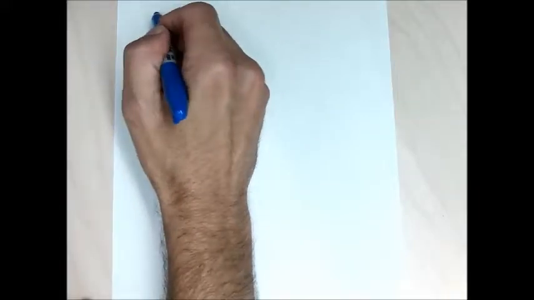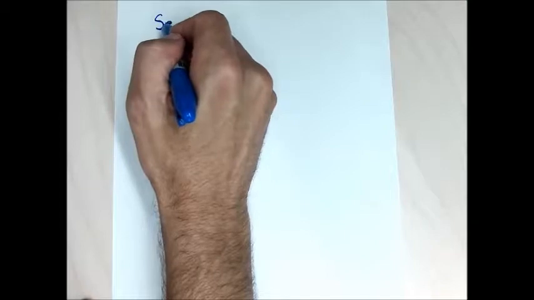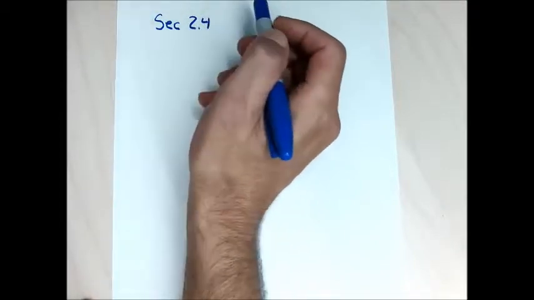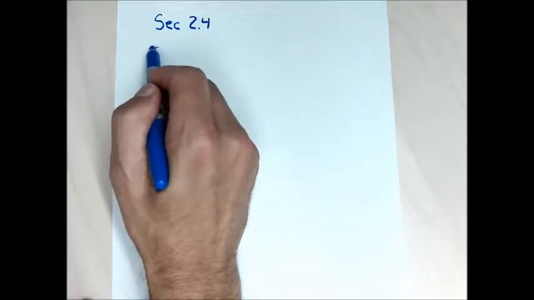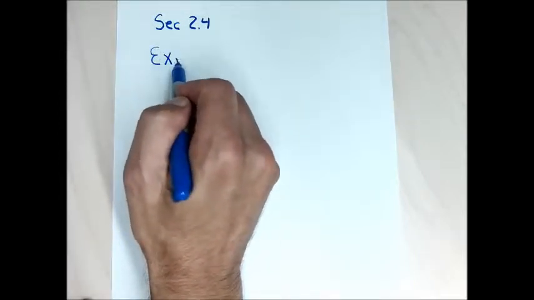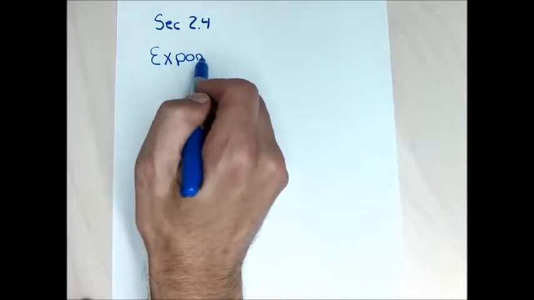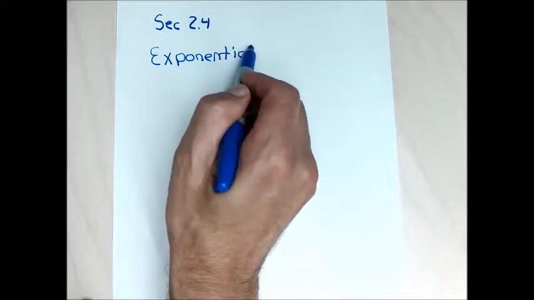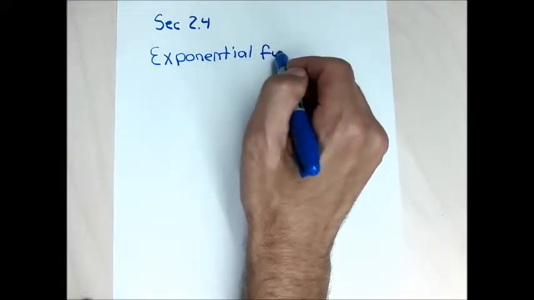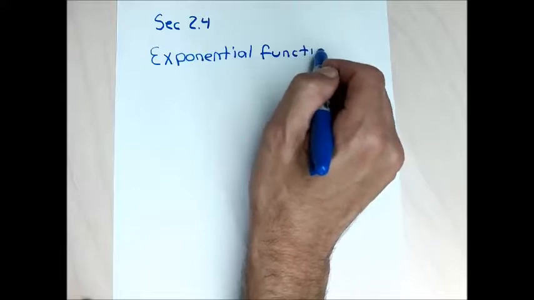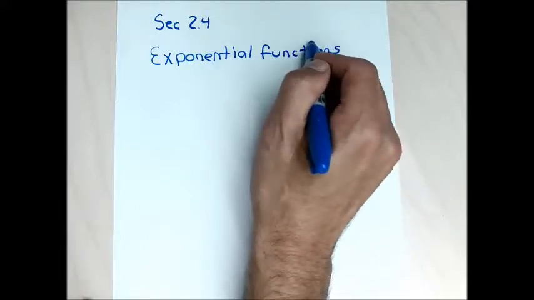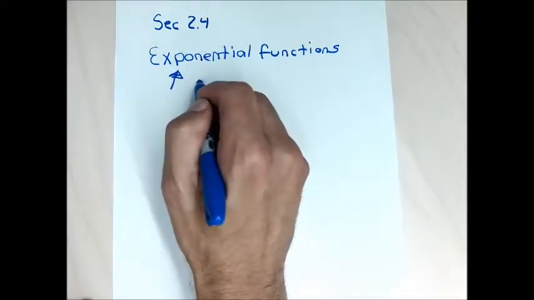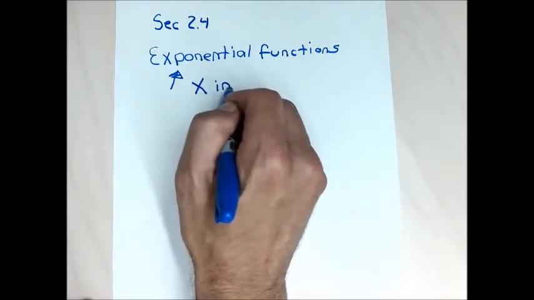So section 2.4 introduces two new derivative rules. And the first of the two I'll just start with. The first kind of derivatives that we're going to work with are derivatives of exponential functions. And to be an exponential function, there should be an x in the exponent.